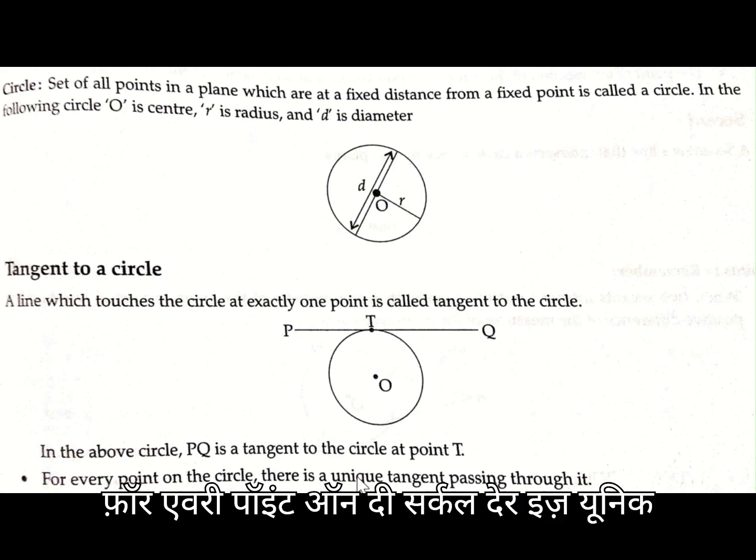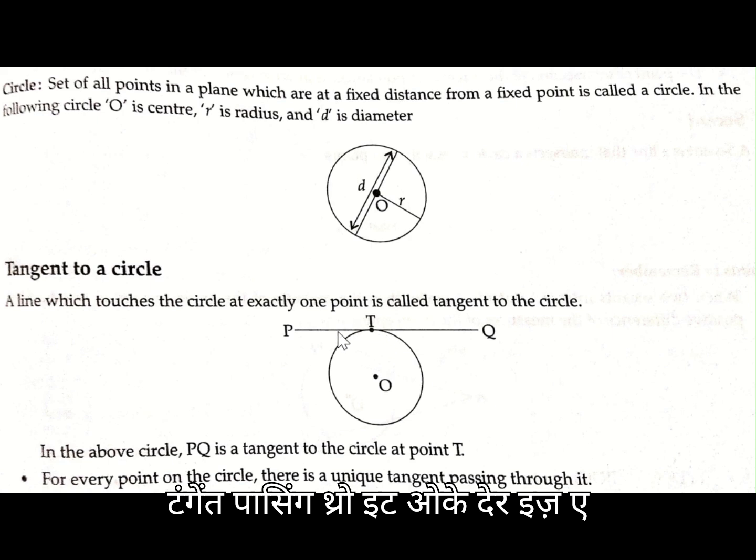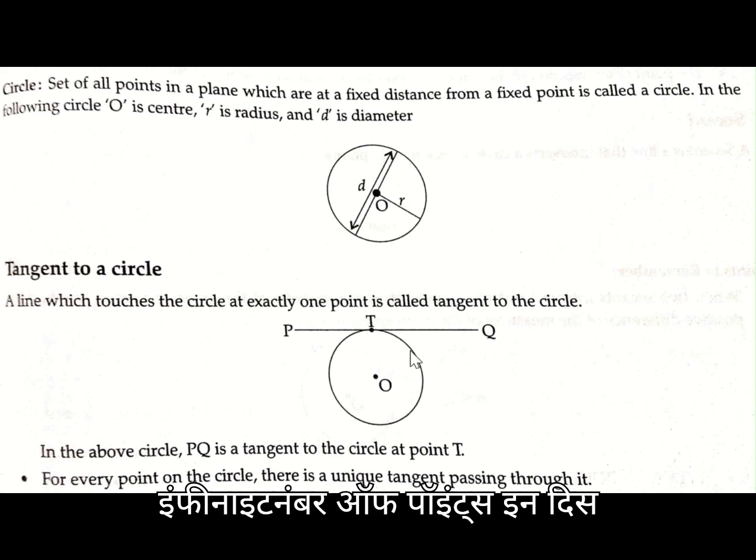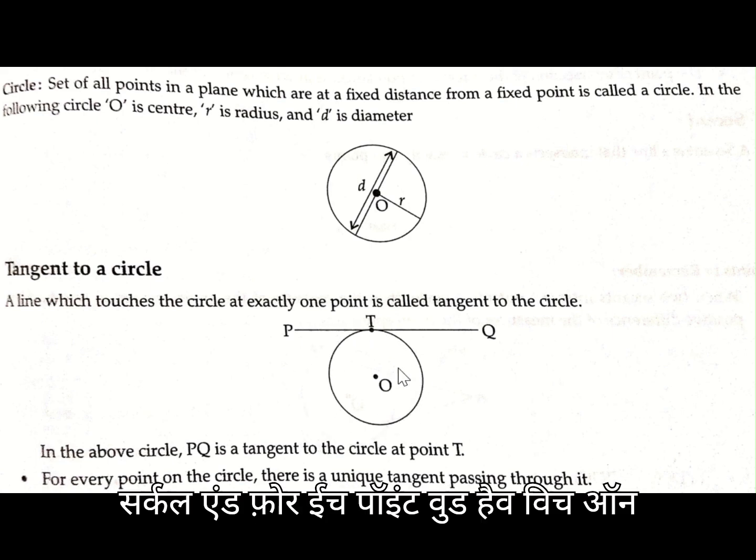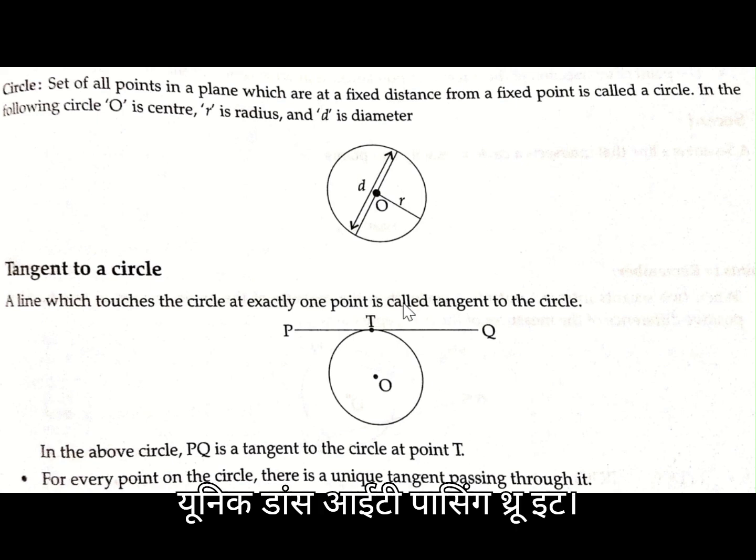For every point on the circle, there is a unique tangent passing through it. There is an infinite number of points on this circle, and each point has its own unique tangent passing through it.